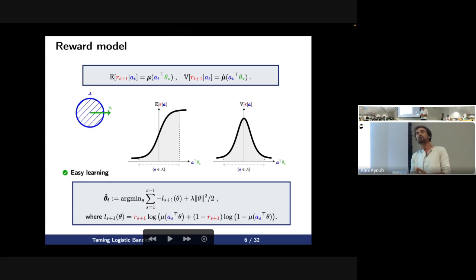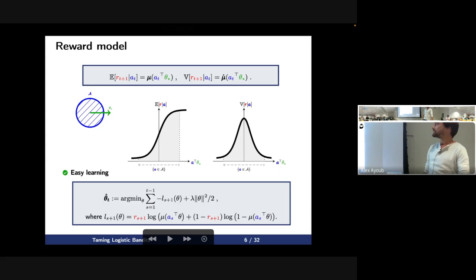We can estimate the unknown parameter theta star by just minimizing the log loss, so minus the log likelihood. And we get an MLE estimate theta hat t that we can compute efficiently. It's a convex log loss, so we are super happy. That's the nice property about this logistic bandit.